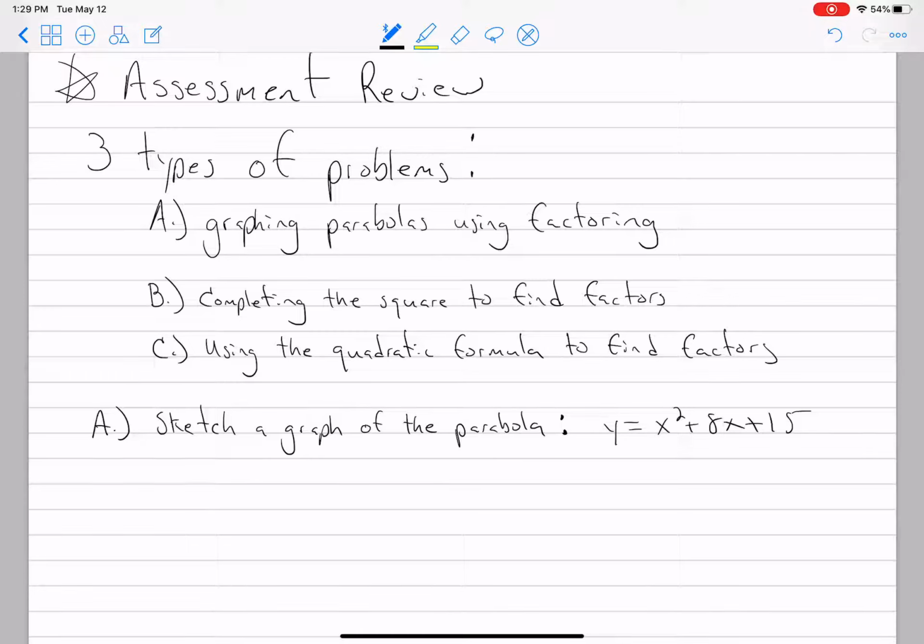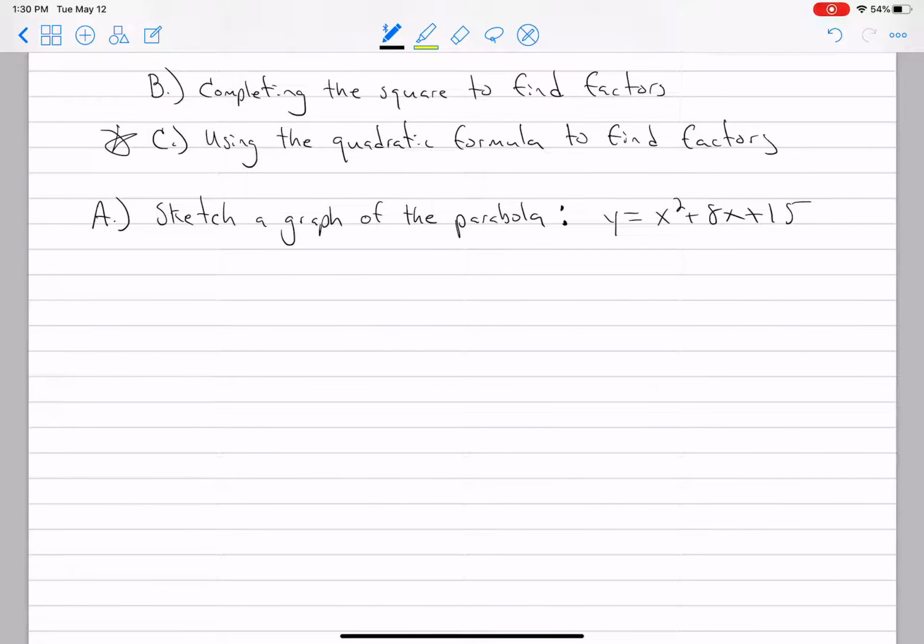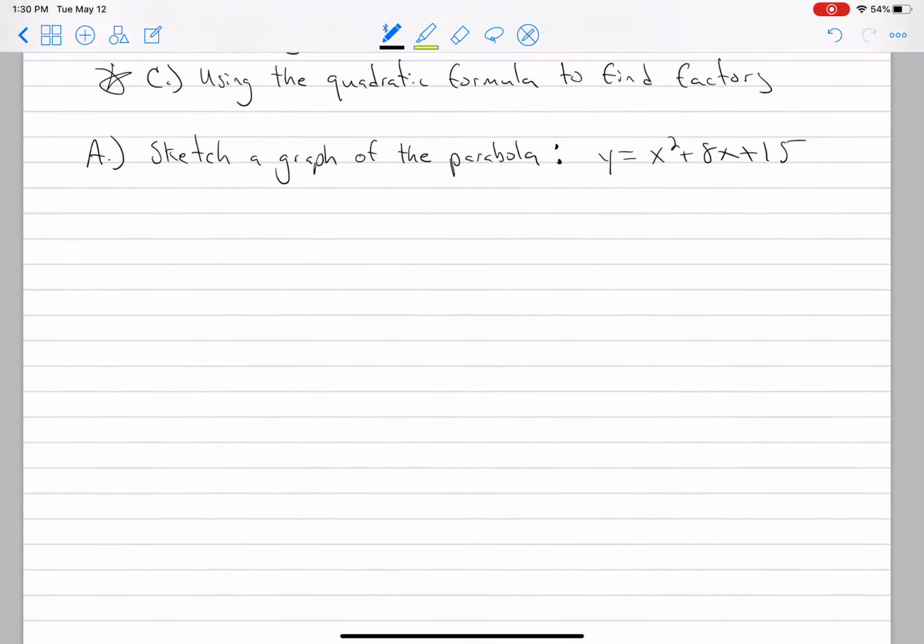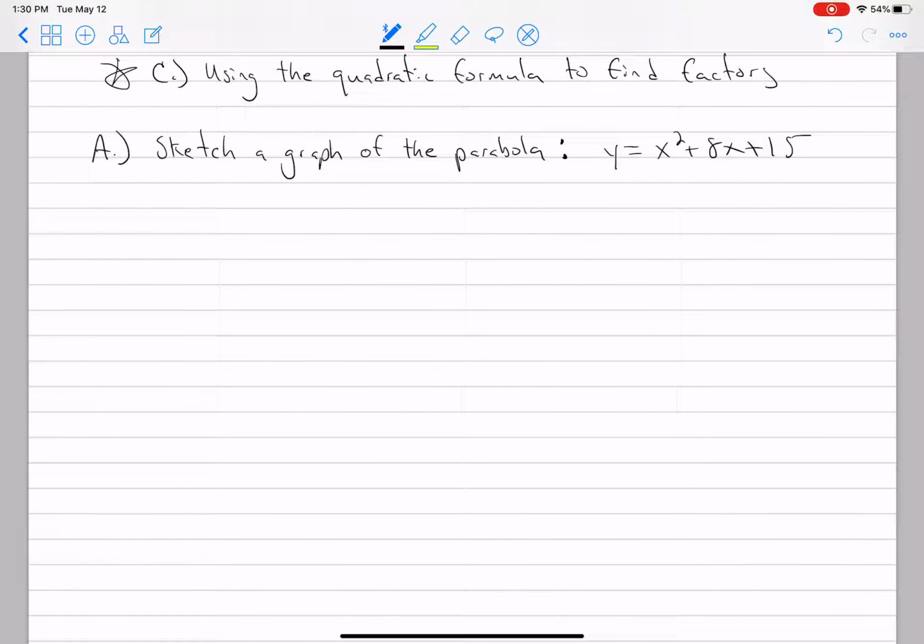We're going to do a type where you have to graph parabolas using factoring. So we've done that. One where you got to complete the square to find the factors of a quadratic. And finally, part C, what you've just been doing recently, is using quadratic formula to find factors of a quadratic. So let's start out with A. Sketching the graph of a parabola through factoring.